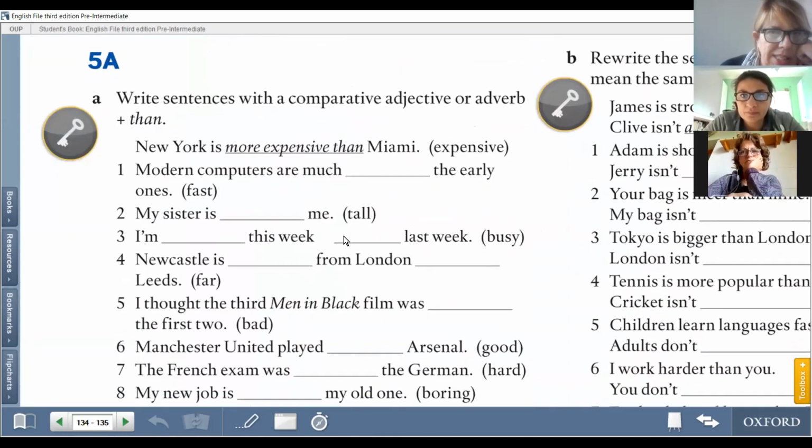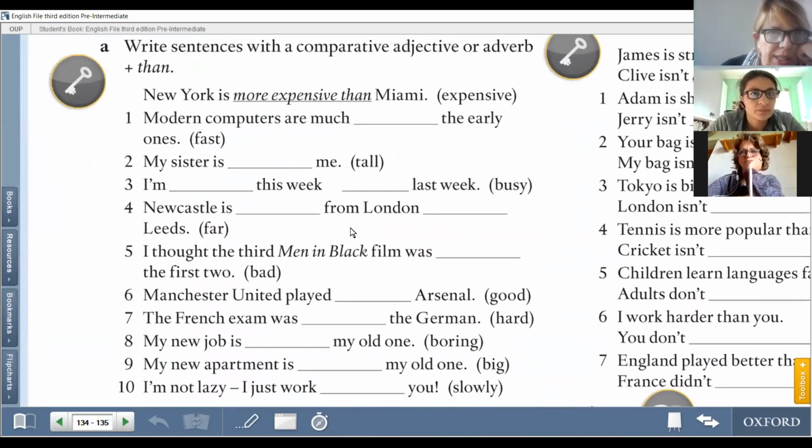Okay, now let's try to... sometimes this more and this er, there are some words that you can use them both. And we are going to say it. Okay, now use this, a comparative adjective or adverb plus than. New York is more expensive than Miami.